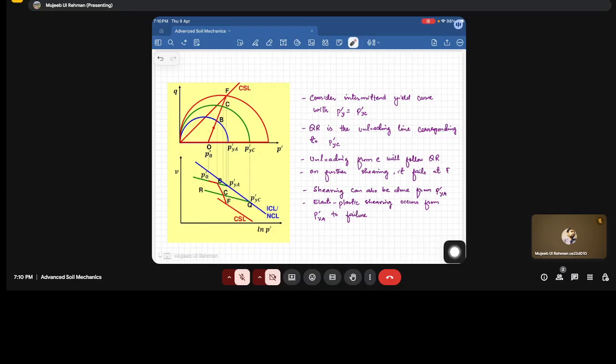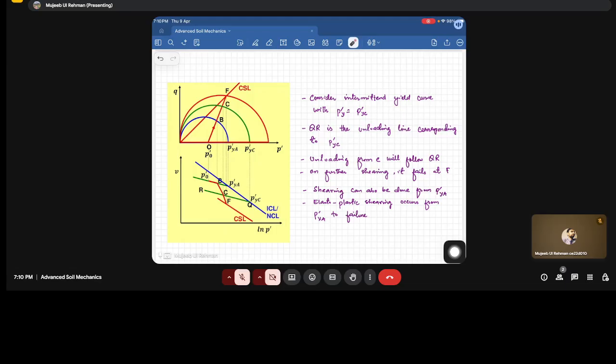So if we consider some more intermediate yield curves, we will get similar kinds of behavior. Shearing can be done from P dash y A. Unloading from C will follow QR. That is true because it is an unloading line which corresponds to the yield stress of Q. On further shearing, it fails at F.